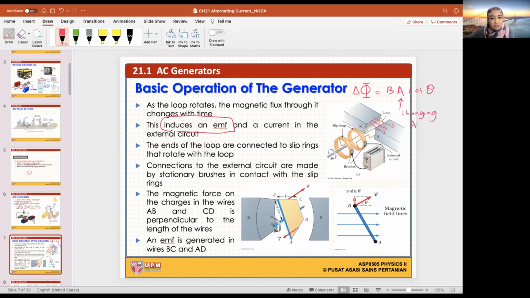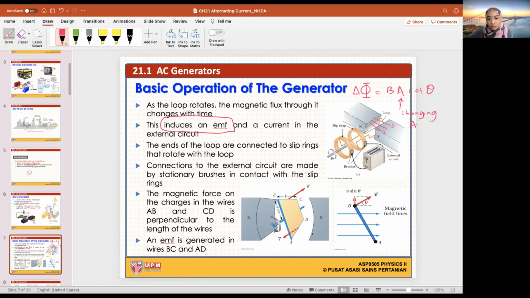We have learned about this. I'm just repeating myself. And there is a current in the external circuit. From the induced EMF, we will get an induced current. Connections to the external circuit are made by stationary brushes in contact with the slip rings. Magnetic force is perpendicular to the length of the wire. The EMF is generated in the wires BC and AG. We have learned about this, so I don't think I'm going to repeat. This is not the important part of this chapter.